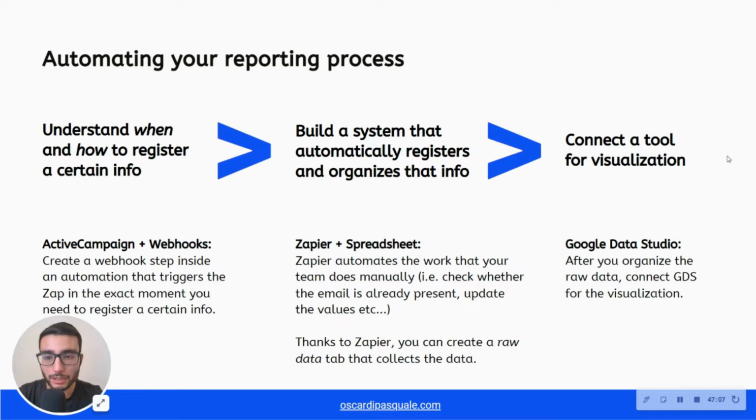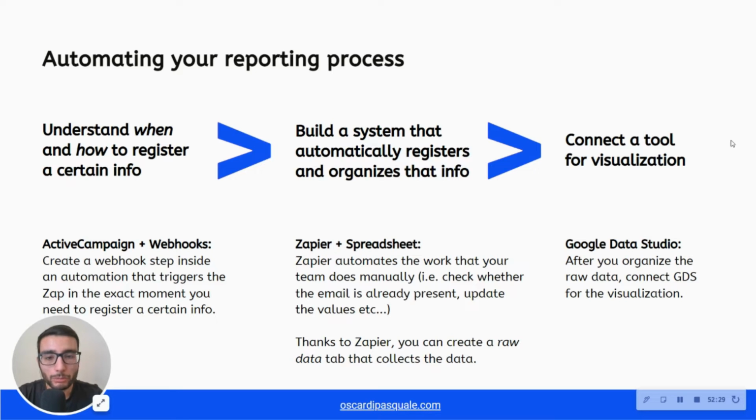You probably have created an automation to manage that lead, and you need to create inside that automation a webhook step. A webhook is basically a package of info, a package of data that is related to that specific contact that ActiveCampaign creates and sends to the URL that you specify inside the step. You can then use that package of info in another software to do a number of things. In our case, we use that URL to trigger a Zap.